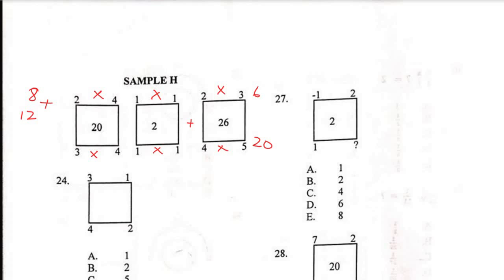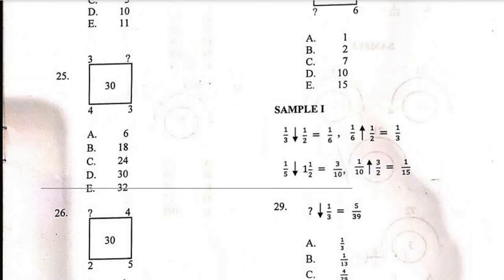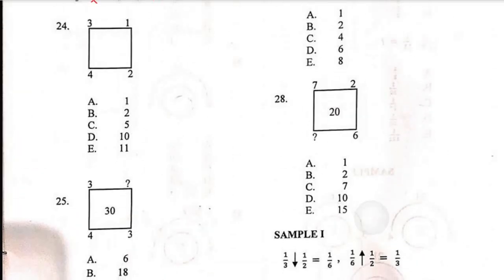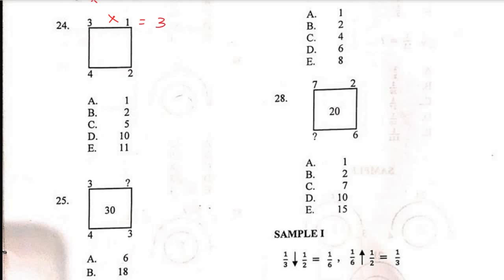Now let's take a look at question 24. For this question, the middle number, or what I call the base number, is missing. So to solve that, we take the product of the top and the bottom. 3 times 1 is 3, 4 times 2 is 8.